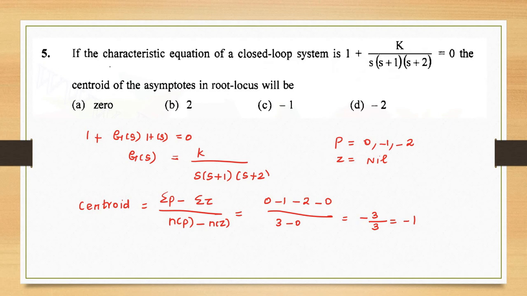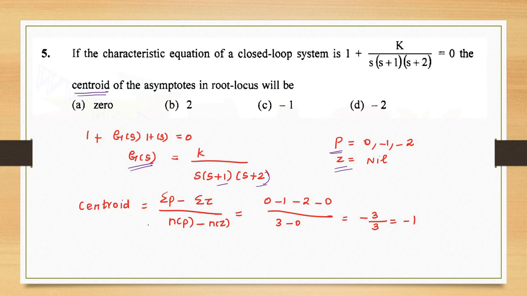Next, problem number 5. If the characteristic equation of a closed loop system is 1 plus k divided by s into s plus 1 into s plus 2 equal to 0, the centroid of the asymptotes in root locus will be. Here find out the centroid. Before that, first of all, I am going to write G(s), the open loop transfer function, K divided by s into s plus 1 into s plus 2. How many poles? Poles are 0, minus 1, minus 2. How many zeros? There are no zeros in this equation.